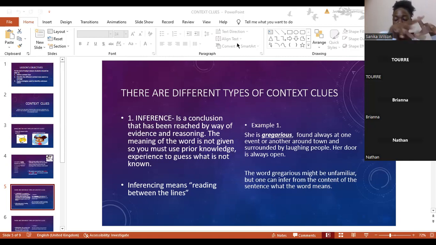So the words that we could use there to help us to understand what gregarious means is that her door is always open. People that are antisocial are not open to anybody, right? So if her doors are always open and she prefers to be around people, surrounded by laughing people, it means that she's a fun-loving person. I think she's sociable, right? So instead of the word gregarious, we could use that word. You're going to add it to your vocabulary and use it tomorrow at school? Tell me yes.